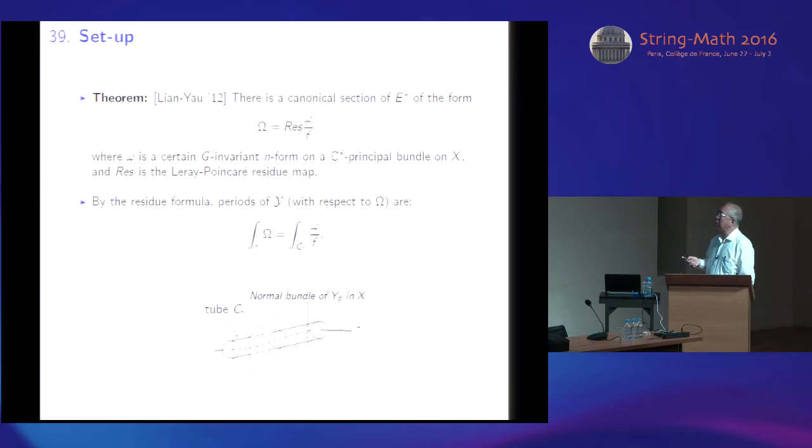First of all, there's a canonical section of E star of this form, where omega is a certain G-invariant n-form on a C star principal bundle on X, and residue is the Leray-Poincaré residue map. I indicated to you how this looks in the special case of the quintic already. And the residue formula shows that the integral of omega over gamma is just equal to the integral of omega over F, over a tube around Y gamma. So that's just from the residue formula.